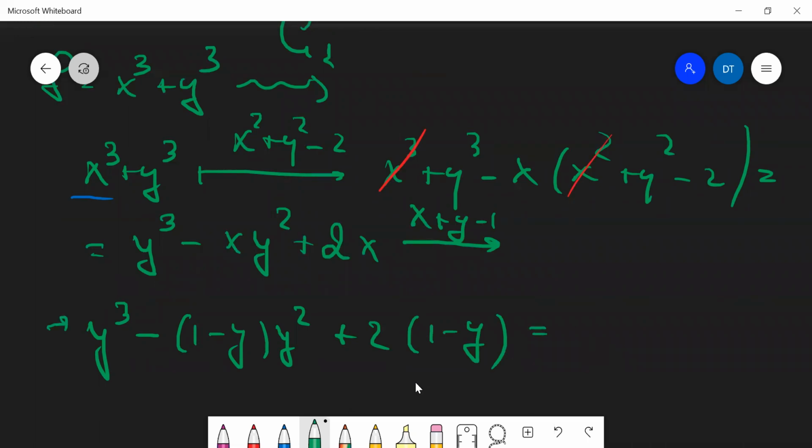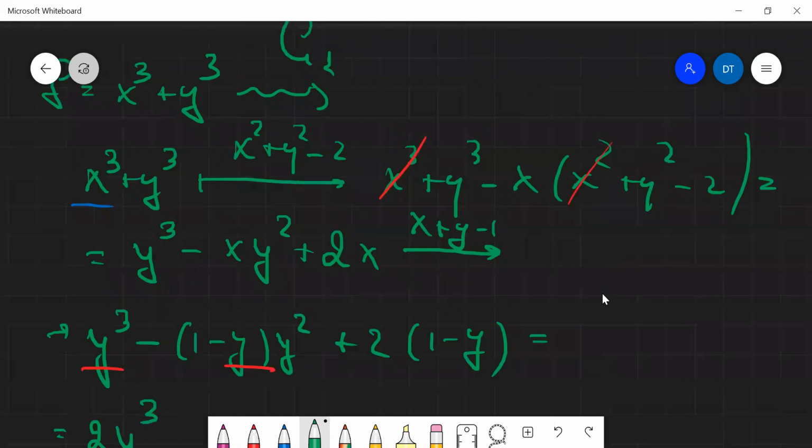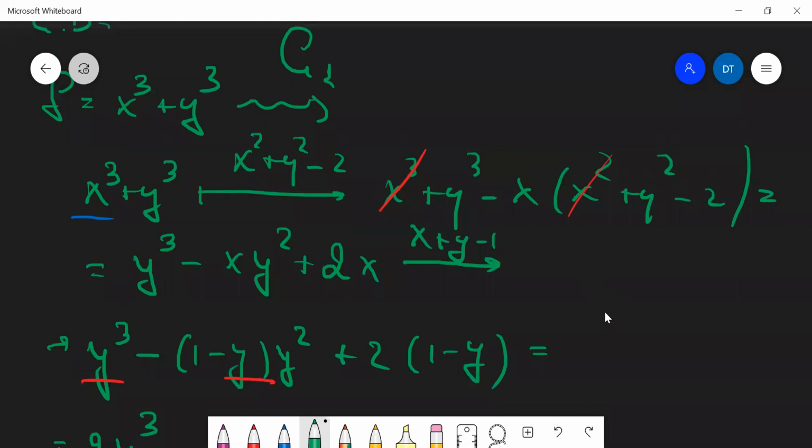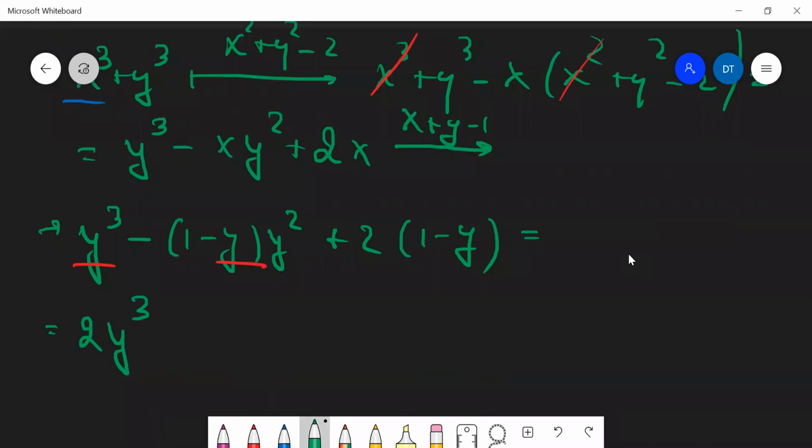Let's see what we will get. So here we have 2y cubed, this and this. Then we will get minus, one second. Did I make a mistake? Just in case, I just want to see. No, that's okay. That's okay. Minus y squared minus 2y plus 2.